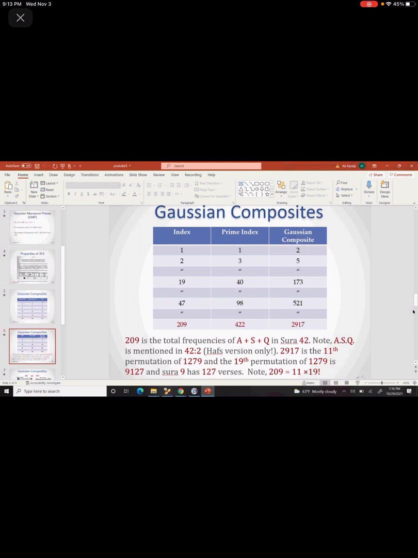Because it has the property that also tells you when Ayn Sin Qaf is going to be in the Quran, literally in chapter 42, verse 2. It also tells you that chapter 9 has 127 verses. That's why it's 11 times 19, because of the permutation group property of this.